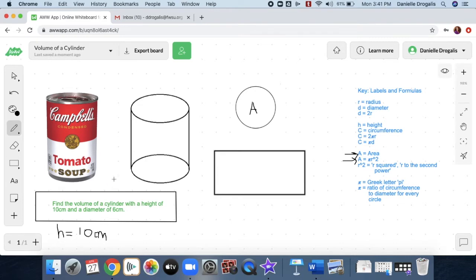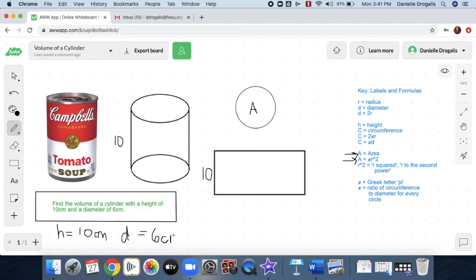So we're given the height is 10 centimeters. So that is here, 10, and that matches right here in that shape of the rectangle that represents the sides of the cylinder. We're also told the diameter is 6 centimeters.